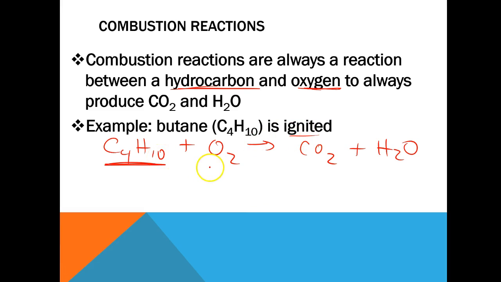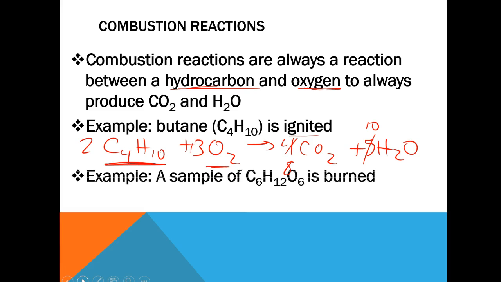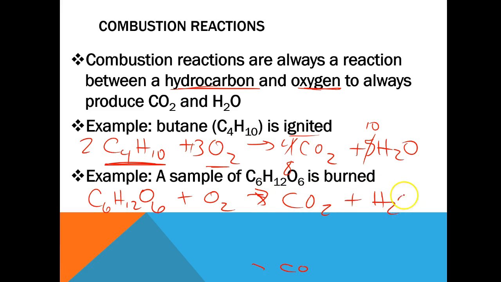and if it says ignited, that means it's burning in oxygen. Then you balance it, put a 4 and a 5. Oops, that gives me an odd number. Double everything. And then you have 16 and 10. Put a 13 here. Sample of C6H12O6. This is sugar. This is what happens when you digest sugars and your body uses them for fuel. It's burned. Produces CO2 and H2O. Again, a 6 and a 6 and a 9.